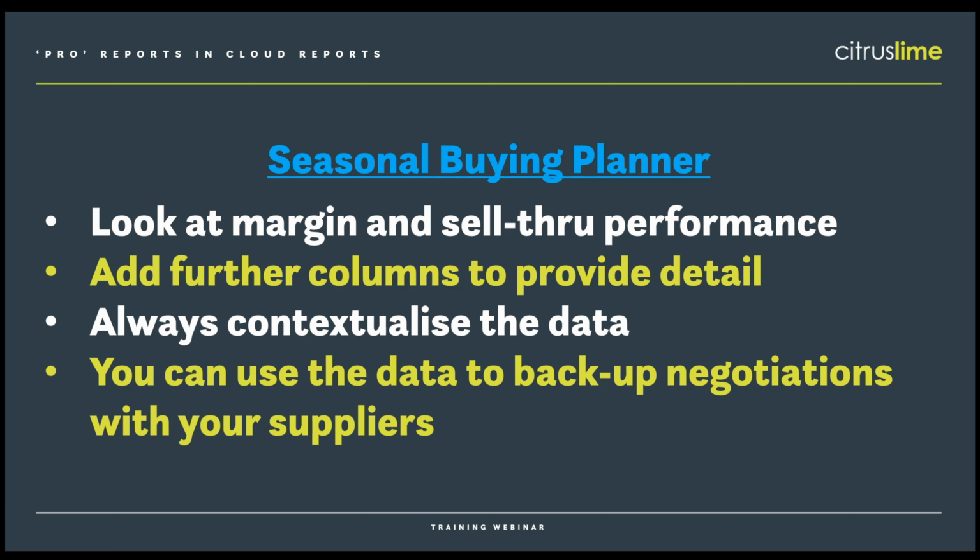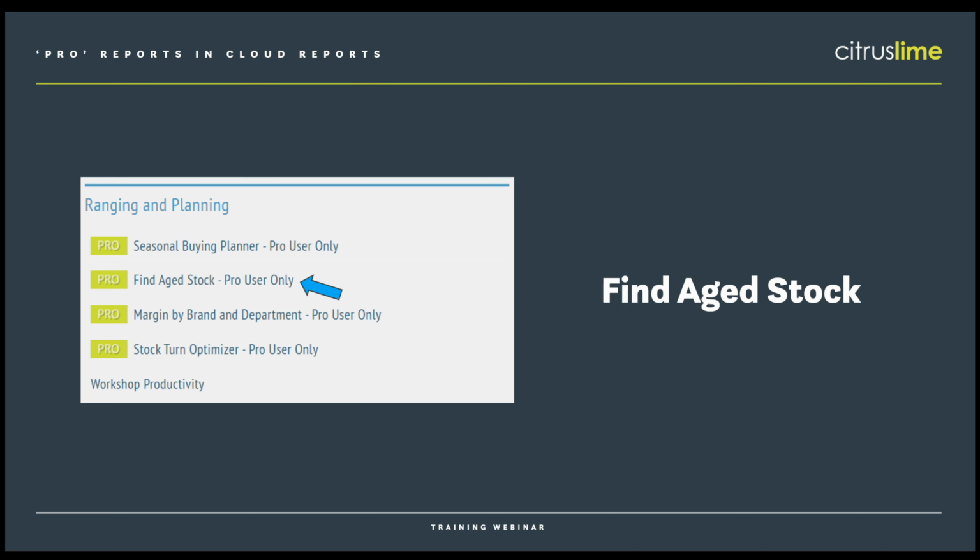Always use your brand and industry knowledge to contextualise the data when making your decisions, and use that data to assist you in your supply negotiations. You'll be able to justify exactly where any lower margin performance is coming from within your brands and within your ranges. So the pro reports are useful not just for working out what to buy, but also for what to move on through sales, star buys and other promotions.